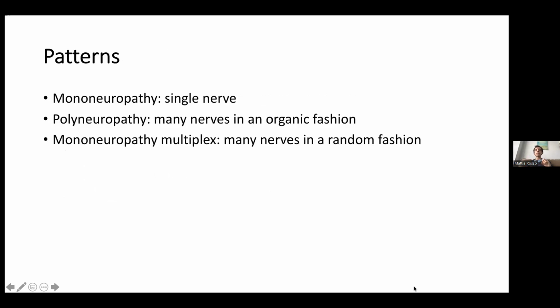Taking a step backward, though, it's also about the number of nerves that are being affected, right? So you may have a mononeuropathy, which is where we have only one nerve. And is there a setting you can think of where there are lots of mononeuropathies, where you guys may encounter this a lot?